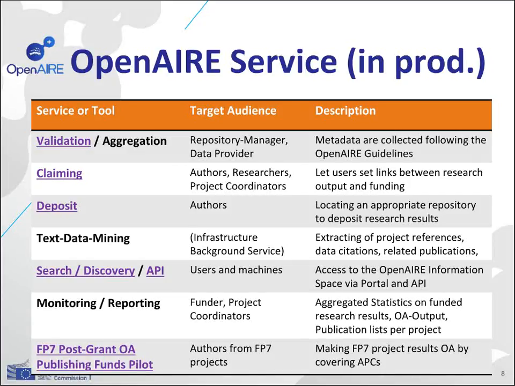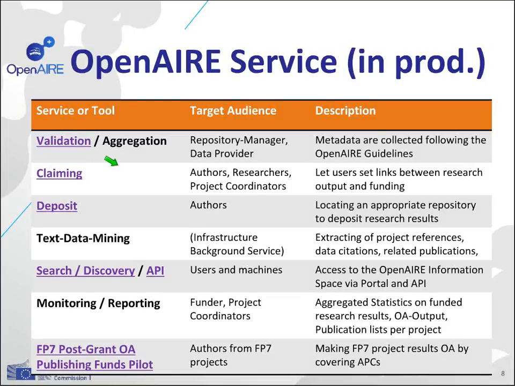In the following 2 slides, I want to give a summary of services we have in place. In this first table are OpenAIRE services which are currently in production. So, for instance, we have the validation and aggregation services that target, of course, the data providers. What is worth noting here is that we do not only want to validate data providers once they enter and register to OpenAIRE, but we want to extend it in a process to continuously validate metadata records and feed back this information to the repository managers.